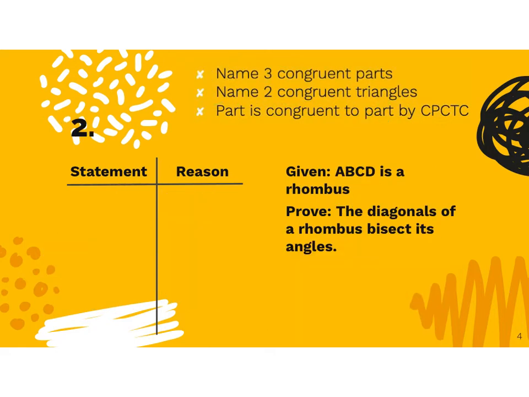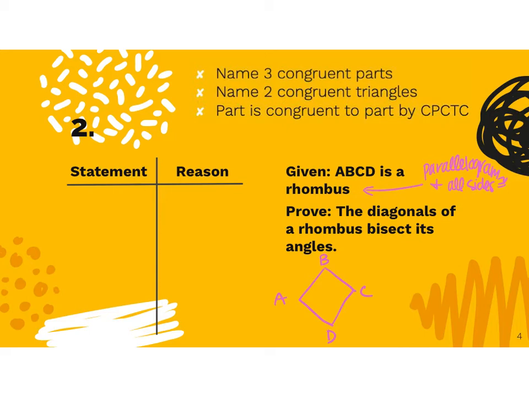All right, let's take a look at example number 2. In example number 2, the only thing that we're given is that ABCD is a rhombus. So I'm going to go ahead and draw a rhombus. Remember the definition for a rhombus is that it's a parallelogram and all sides are congruent. I'm going to go ahead and label it. What I'm asked to prove now is that the diagonals of a rhombus bisect its angles.